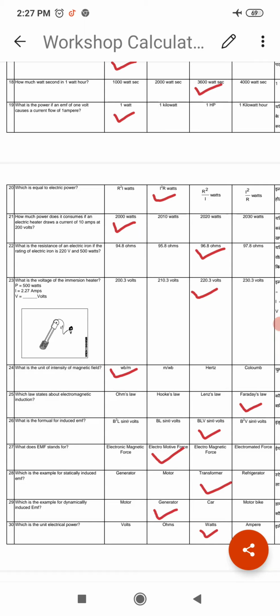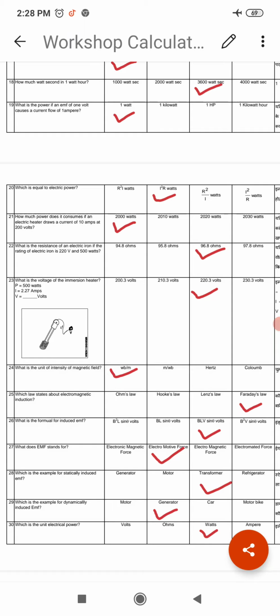P is equal to 500 watts, I is equal to 2.27 amperes, V is equal to 220 volts. Answer is, what is the unit of intensity of magnetic field? It's Wb upon m squared.